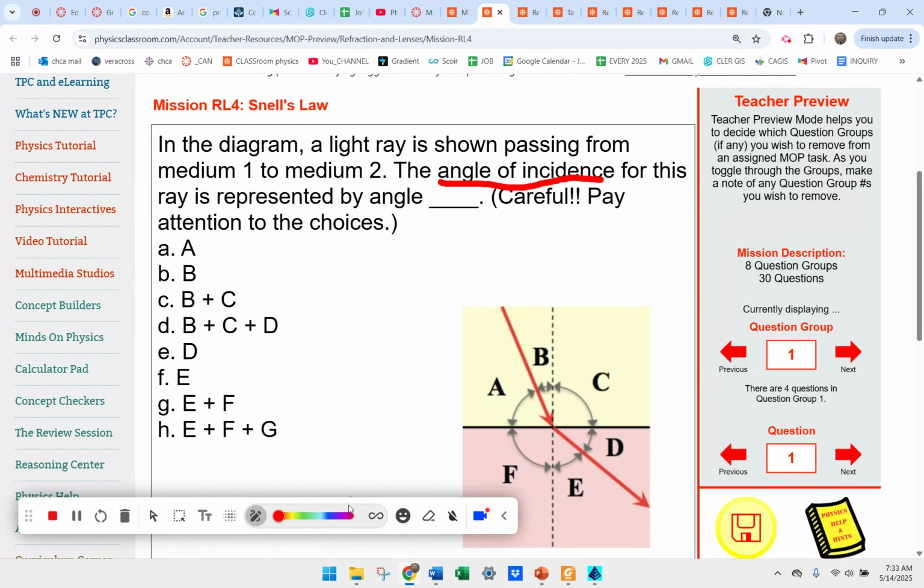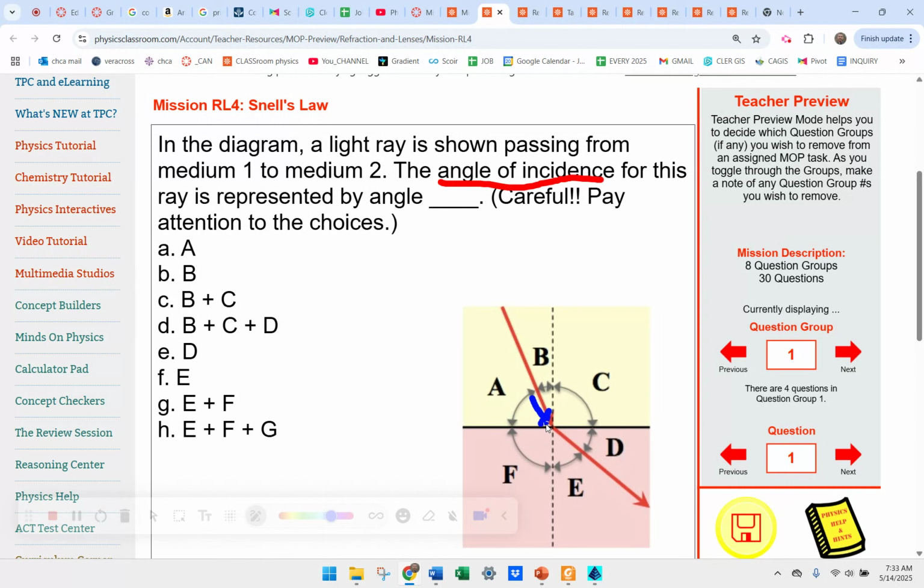Remember, these show arrows with a pointy side. So that tells you the direction that it's going. So the angle of incidence is always the first one. It's the angle coming in. And angle of incidence is always off of the normal line. Remember that. That's another really important thing. It's off of the normal line. And so this angle would be B right here. The angle of incidence would be B.